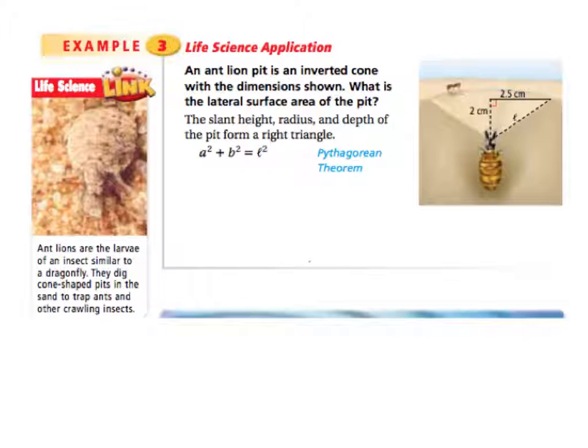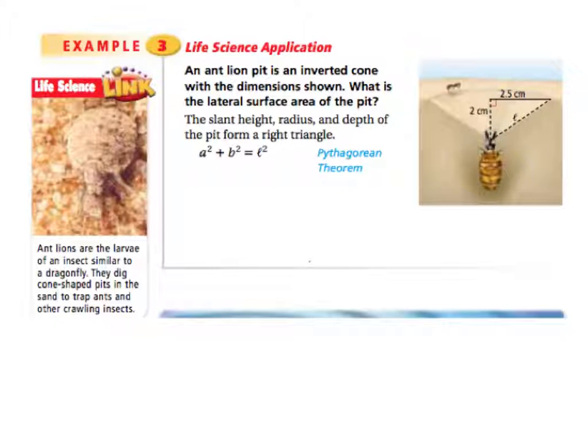Okay, last one, I want to go over this. It's a life science application. It says an ant lion pit is an inverted cone. So you guys see how this is an inverted cone, okay? With the dimensions shown, what is the lateral surface? So we're trying to figure out what is this lateral surface. And so the slant height and the radius, which is right here, and the depth of the pit forms a right triangle. You see how that forms a right triangle?